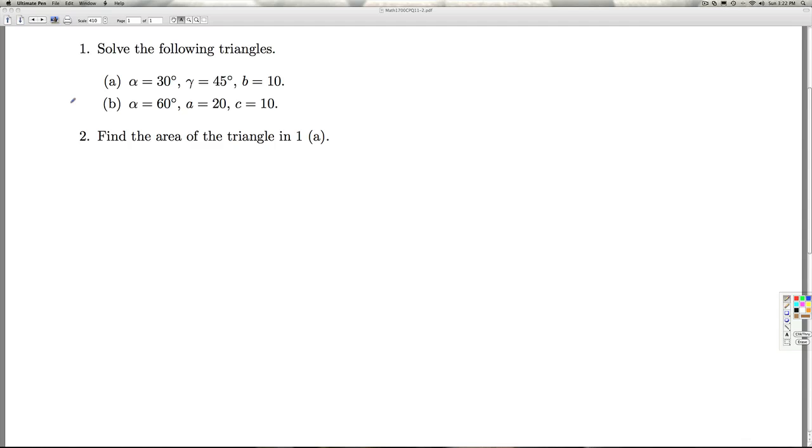In part B, we're given another triangle to solve. So we're given alpha is 60 degrees, A is 20, and then C is 10.